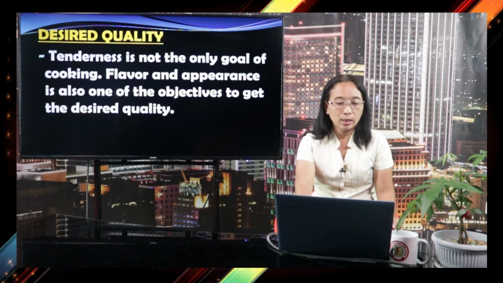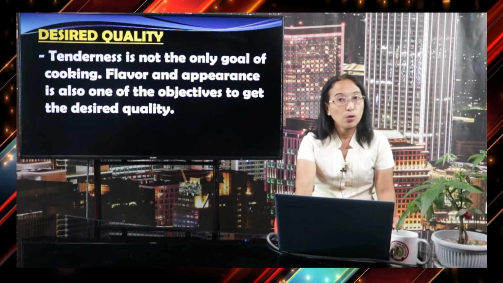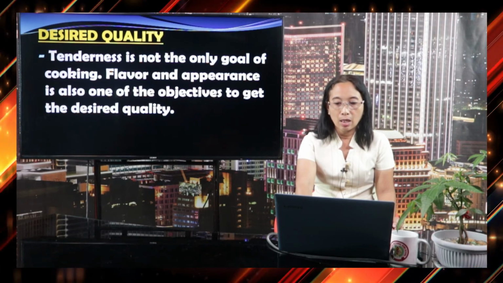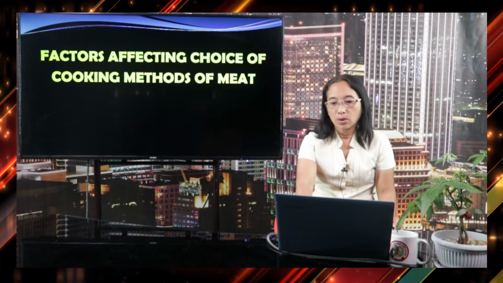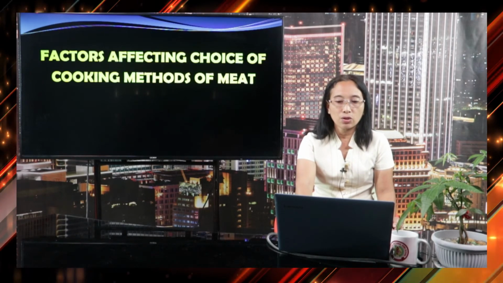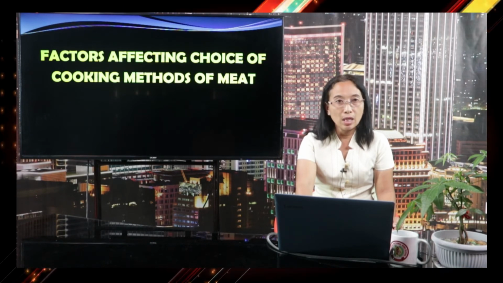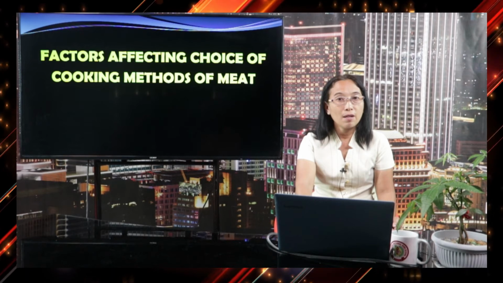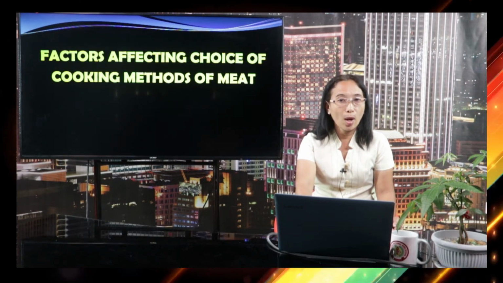And the last factor is the desired quality. Tenderness is not the only goal of cooking. You have to consider the flavor and the appearance in preparing dishes. So again, the factors affecting the choice of cooking methods of meat: we have the cuts of meat. Second, the fat content. And the number 3 is the desired quality.